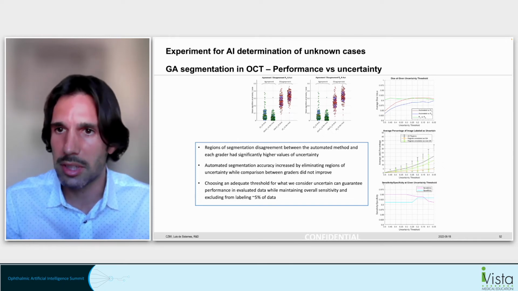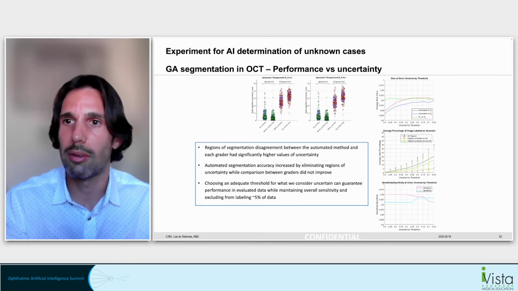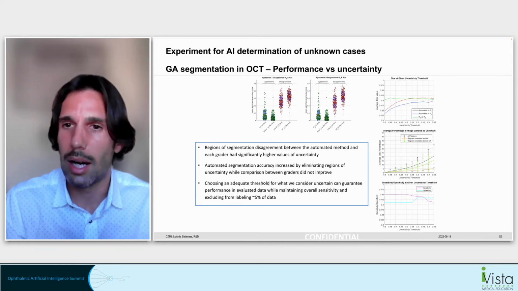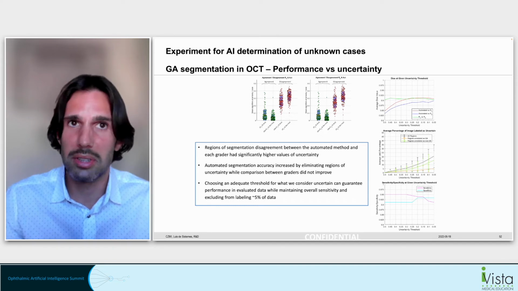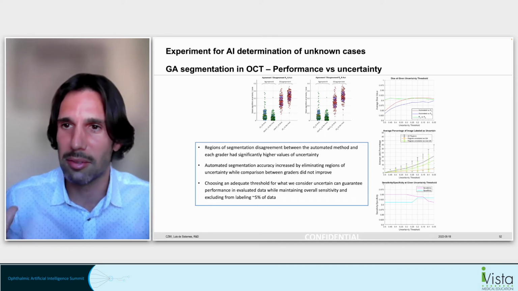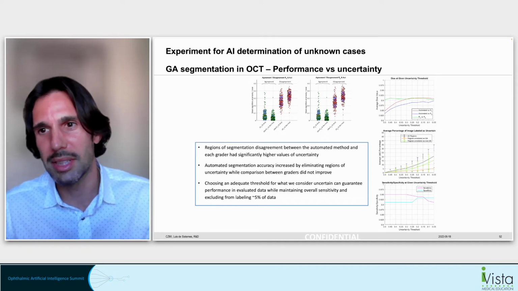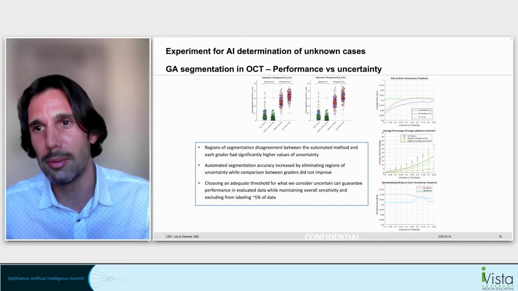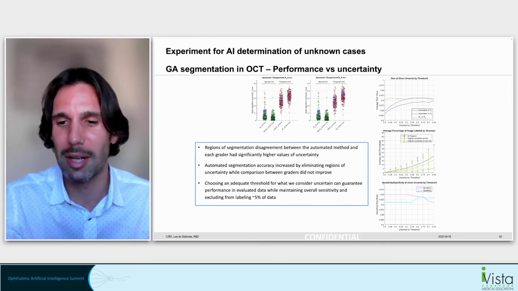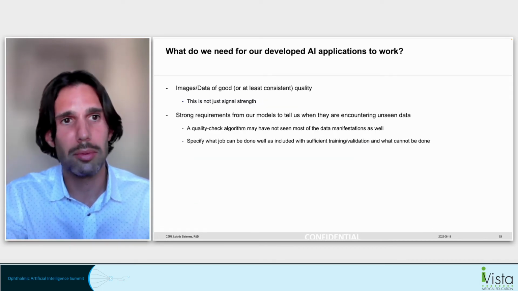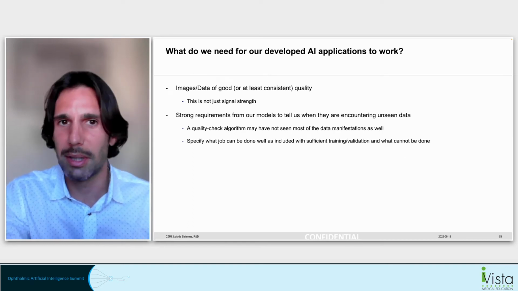This will be very useful, for example, for reading centers. They can run this model, figure out which datasets are 95% going to be good, completely certain, good to go. The other 5% are the ones that we'll have to look into and try to edit the segmentation or get a better result. So I just want to conclude that we don't just need images of good quality.